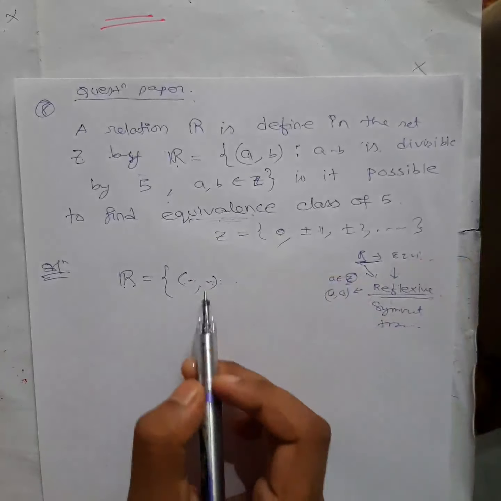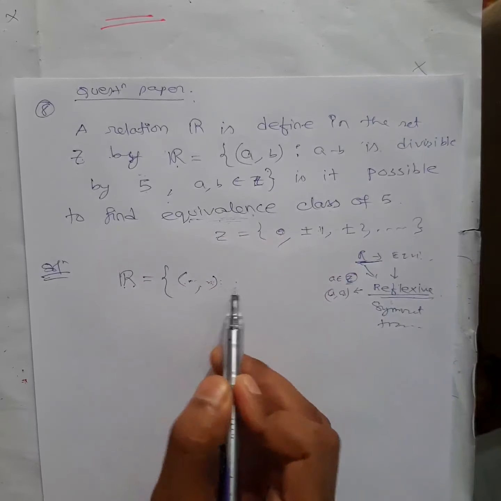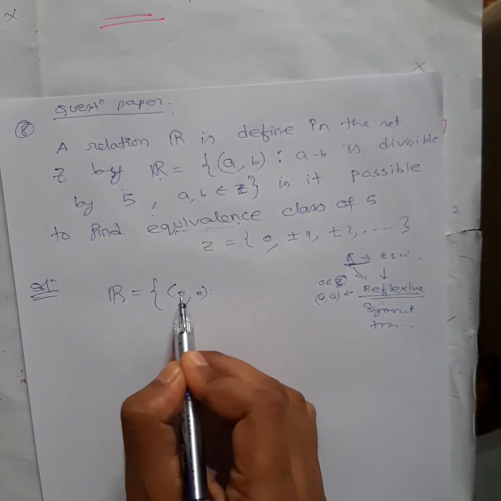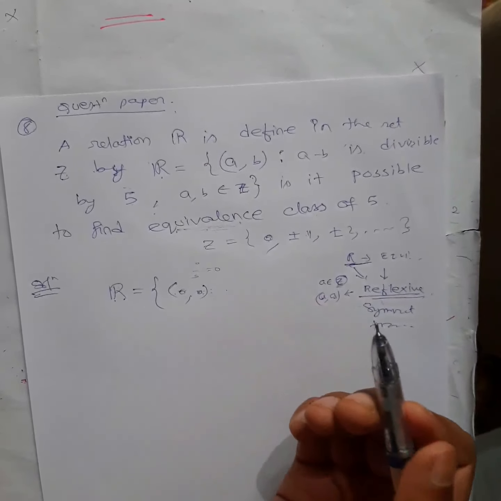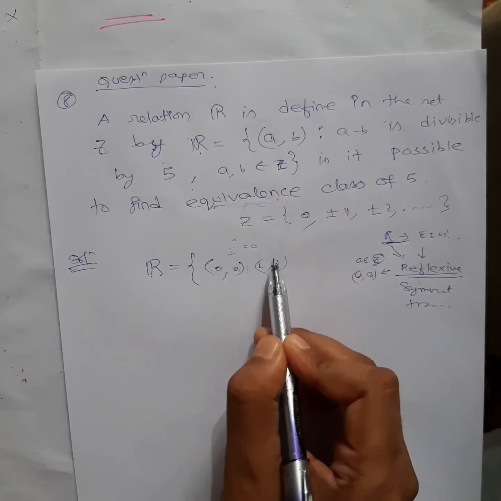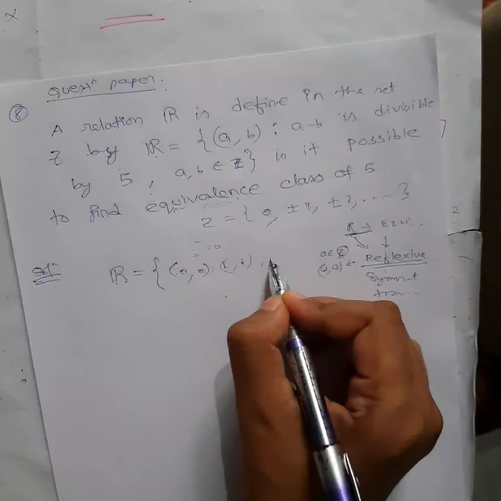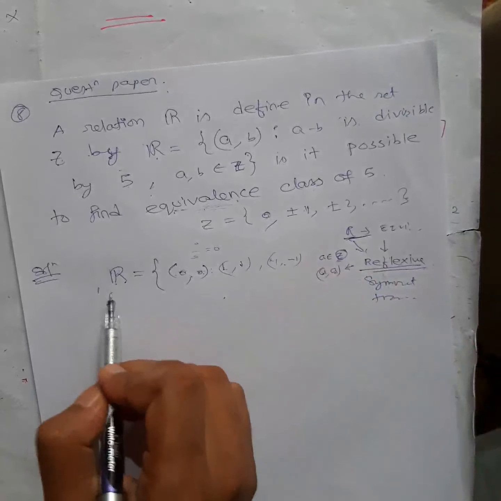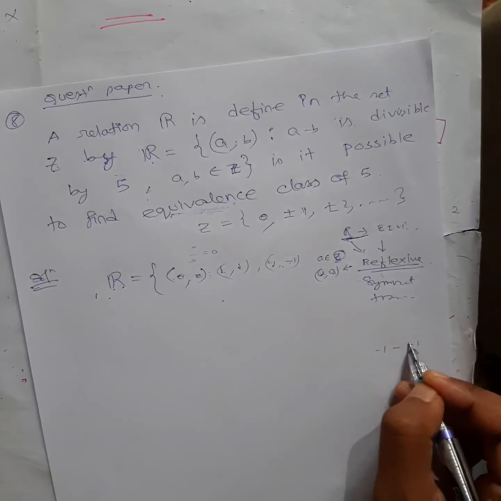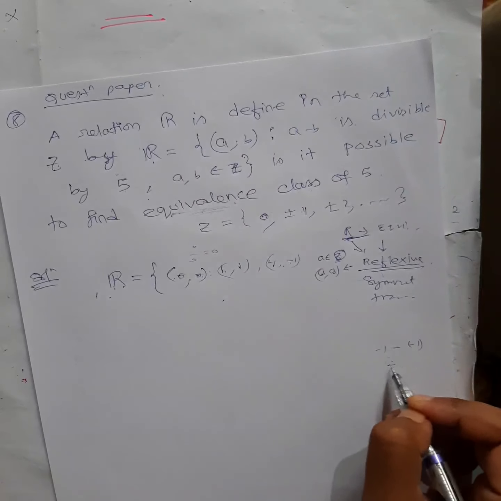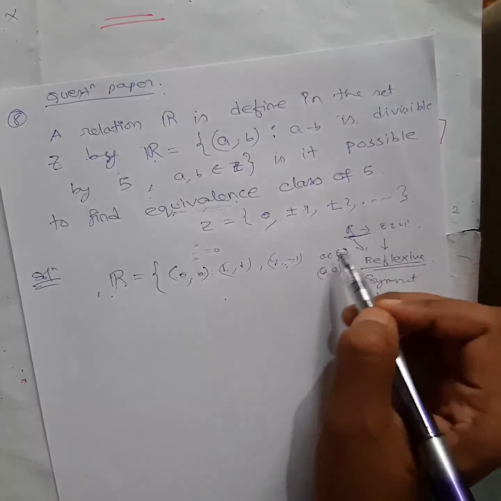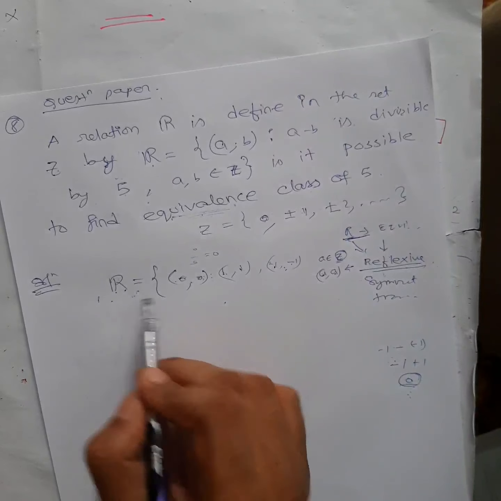See, which kind of element will be there? Those whose subtraction is divisible by 5. Any element you take, suppose (0,0): if I subtract and divide by 5, will it be divisible or not? Obviously you get 0. Will (1,1) be there in this relation? Obviously yes. 1 minus 1 is 0, divided by 5, it gives 0. Will (-1,-1) be there or not? Yes, of course, because it satisfies the relation: minus 1 minus minus 1 is minus 1 plus 1, which becomes 0. Is 0 divisible by 5? Yes. In this way you take (2,2), (-2,-2), every element will be there in this relation set. So obviously it is reflexive.